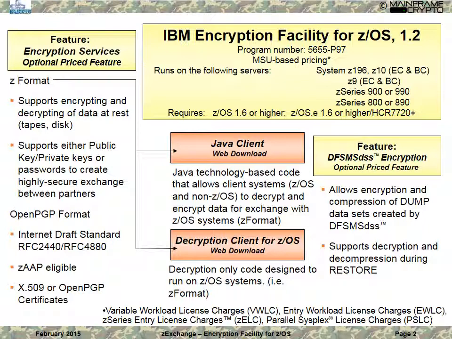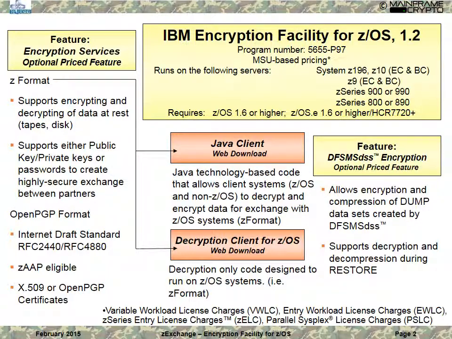Now, a couple years ago, OpenPGP started getting a lot more attention. Customers were looking for OpenPGP support, so the encryption facility was extended in version 1.2 to support OpenPGP. The original implementation of OpenPGP was at the RFC 2440 standard. I think in 2013, there was an APAR that came out that brought that up to RFC 4880, the current OpenPGP standard. One of the advantages with OpenPGP is that it is zAAP eligible.